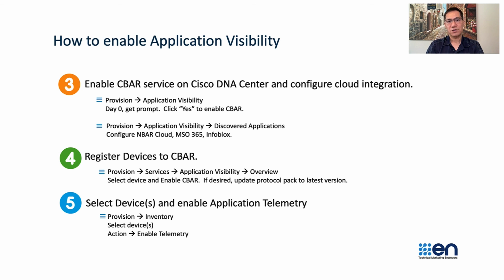Step 4 is to register your devices to use CBAR. Select the devices that you will configure telemetry on and enable CBAR for that device. This will push configuration to the device to send information to CBAR and allows CBAR to manage the protocol packs for that device. The last step is to select the desired devices and enable telemetry. This step pushes configuration to turn on NetFlow or streaming telemetry and NBAR2 on that device. At this point, you can start viewing application telemetry on your dashboards.